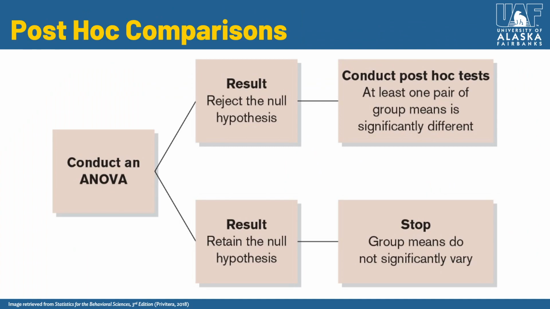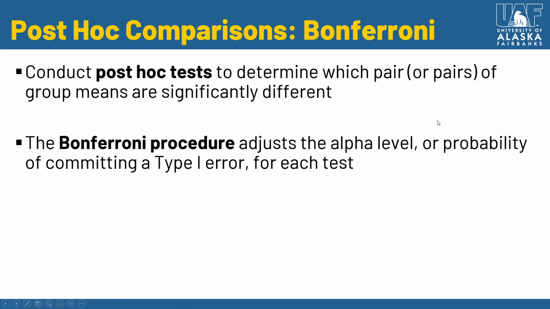Now we need to conduct a post hoc test to understand that further, because you'll recall our flowchart. If we have a non-significant result, we retain the null and we just stop, because we don't need to look any further. But if we find a significant result and reject the null, we need to do post hoc tests. Here we're going to do the Bonferroni procedure. I say that weird, Bonferroni.